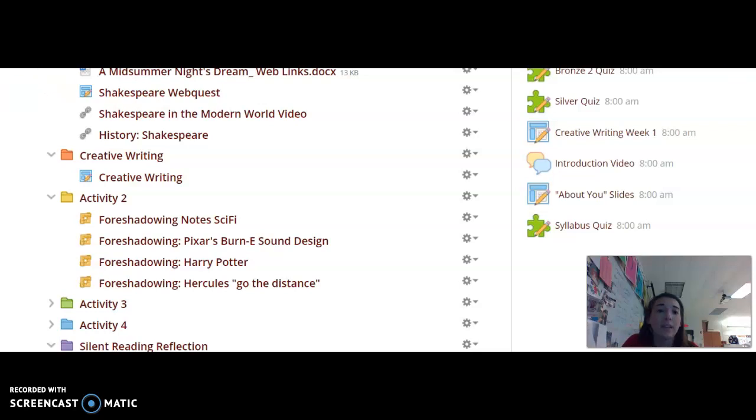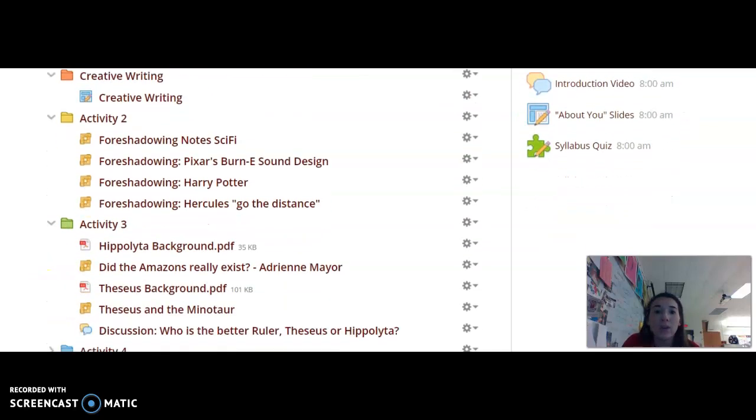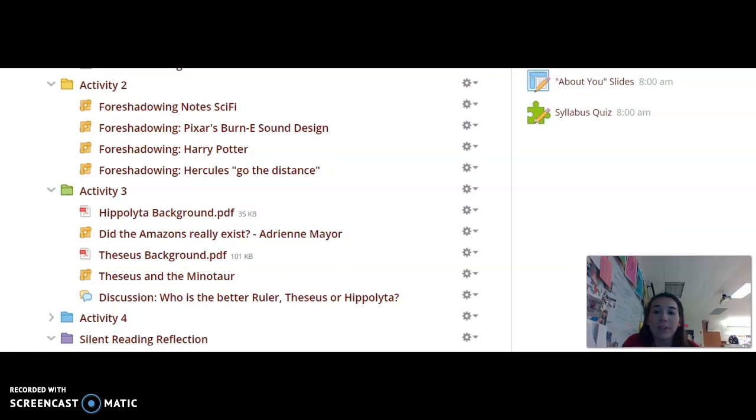There is a notes video and then 3 review edpuzzles that reinforce what is covered in the notes. You must complete all 4 of those edpuzzles. In Activity 3, we are learning about 2 major characters that will be coming up in our play that we'll be covering in the future, A Midsummer Night's Dream.